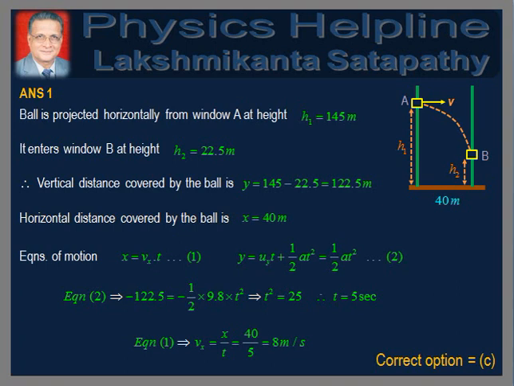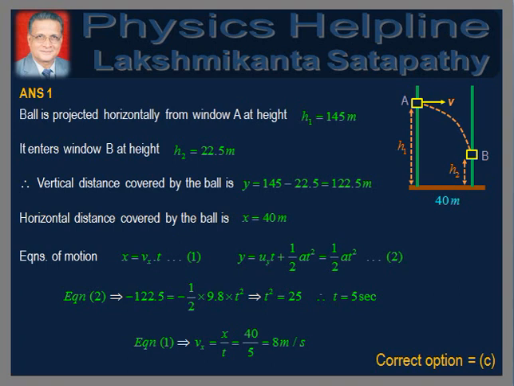First, let us solve the problem in question 1. The situation is shown in the figure. The ball is projected horizontally from window A, which is at height h1 is equal to 145 meters above ground level. The ball finally enters window B, which is at height h2 is equal to 22.5 meters above the ground.